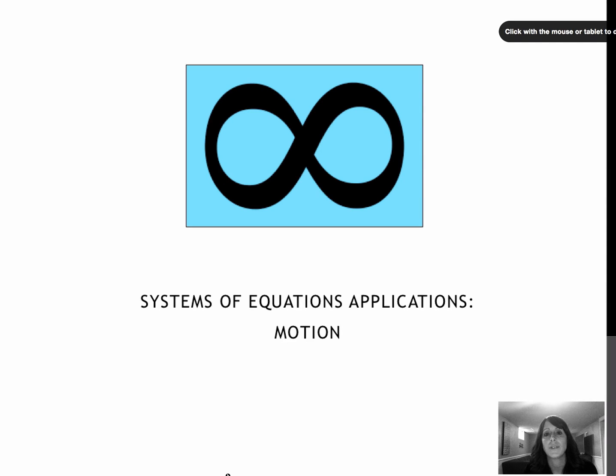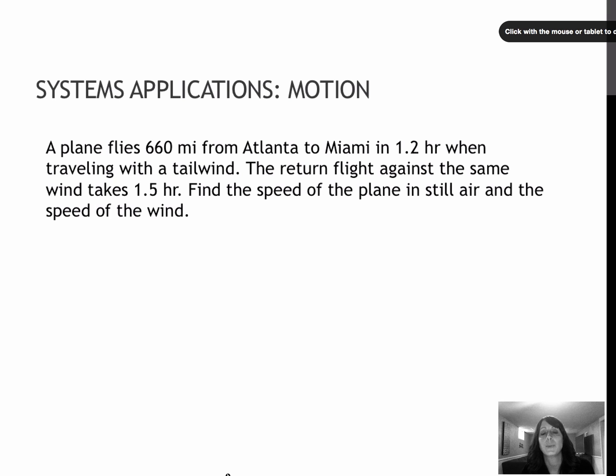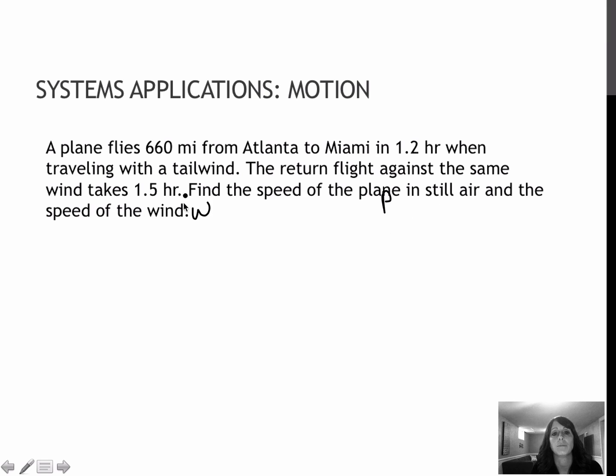Another application of systems of equations has to do with motion. These particular questions deal with the speed of a plane and the speed of wind, flying from one location to another. So the two pieces of information I'm trying to find are the speed of the plane, which I'm going to call P, and the speed of the wind, which I'm going to call W. Makes it a little bit easier. You could use X and Y if that makes you feel better. The other thing I know about this is that distance equals rate times time.